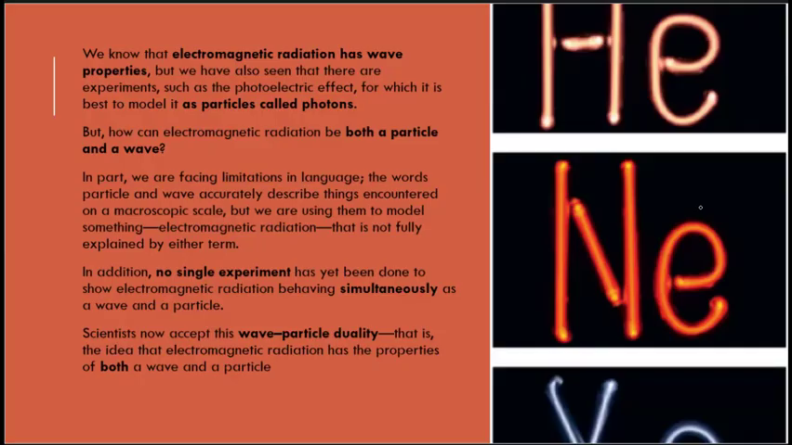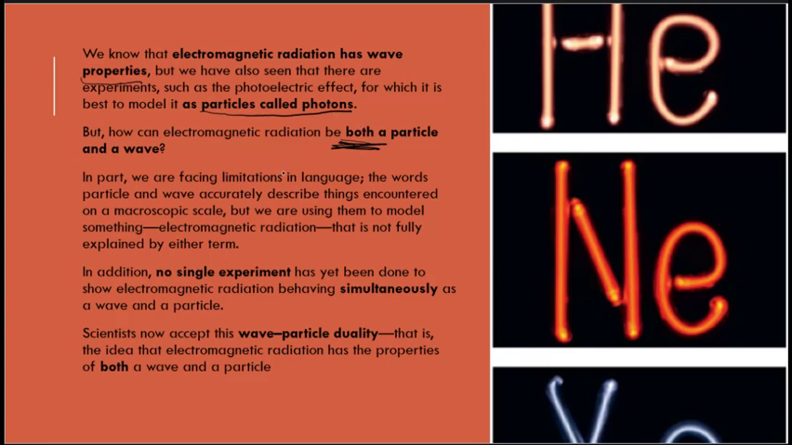So we know that electromagnetic radiation has wave properties, but we have also seen in experiments such as the photoelectric effect that it is best to model it as particles called photons. So it can be expressed as a wave or particles. How can electromagnetic radiation be both a particle and a wave?